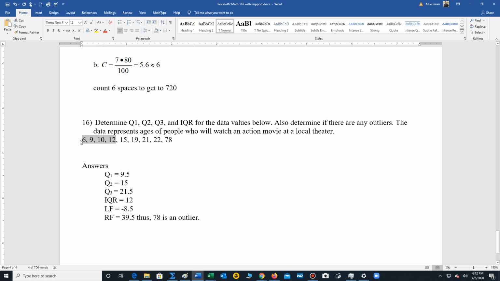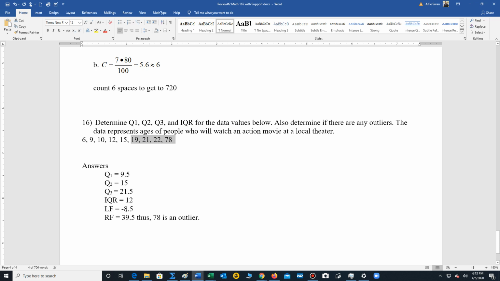To get Q1, we take the midpoint, because there's 4 data values that precede 15. Take the midpoint of 9 and 10, that's 9.5. To get Q3, we take the midpoint of 21 and 22 to get 21.5. IQR is the difference of Q3 and Q1, so that's 12.